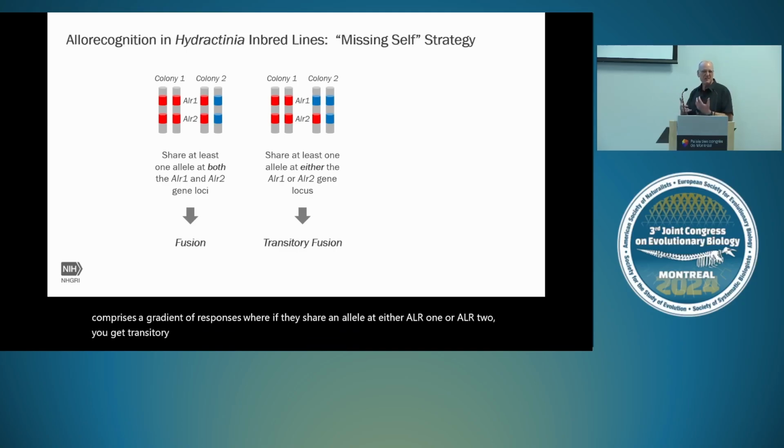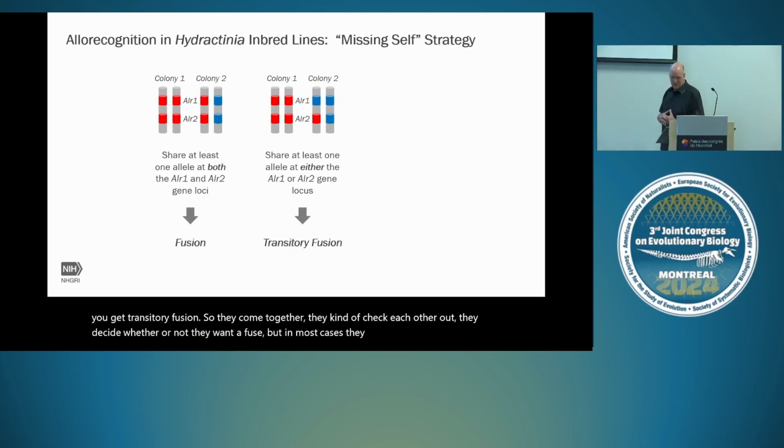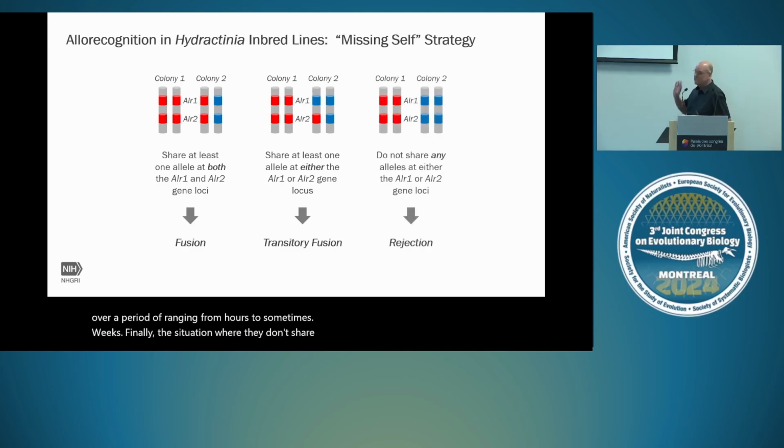So they come together, they kind of check each other out, they decide whether or not they want to fuse, but in most cases, they just sever their connection over a period ranging from hours to sometimes weeks. Finally, the situation where they don't share alleles at either locus results in rejection. So again, these are in the inbred lines.